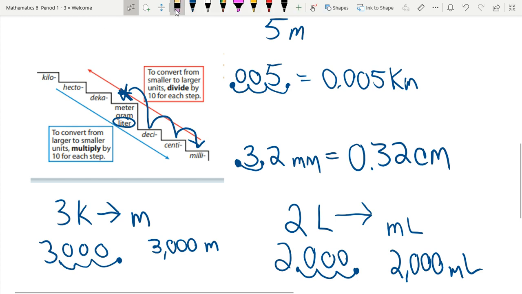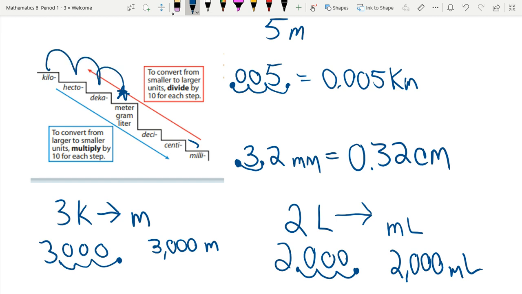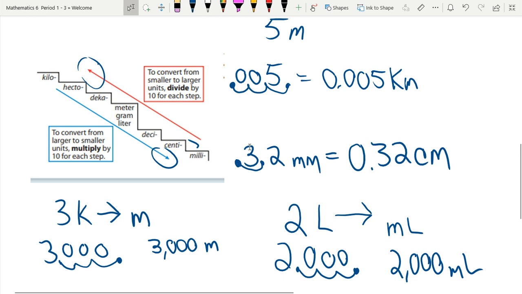So the key to this is wherever you start, I put a star there, and I see where I'm going. If it's meters to kilometers, I'm going up 1, 2, 3 places. So I can see I'm going up. I'm following this red arrow, which means I have to move my decimal to the left 3 times. So keep that in mind. Pay attention to these arrows. They're telling you which way to move your decimal.